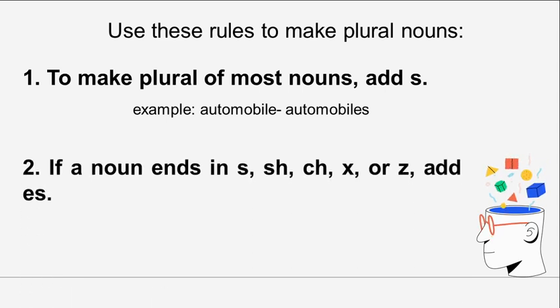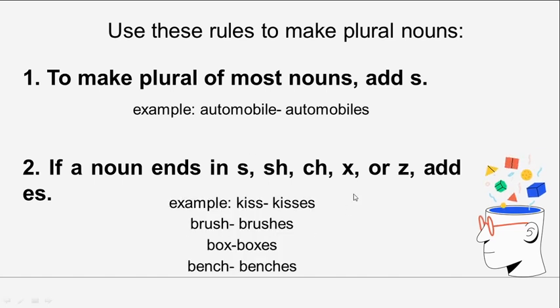Number 2. If a noun ends with S, SH, CH, X, or Z, you need to add ES. Again, you need to identify first the noun and look if it ends with S, SH, CH, X, or Z. If that's the case, you need to add not just S but ES. For example, kiss. Since kiss ends with letter S, you need to add ES so that it will be kisses.